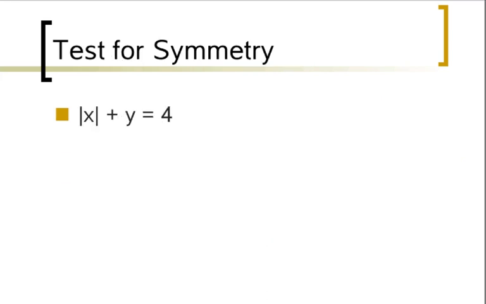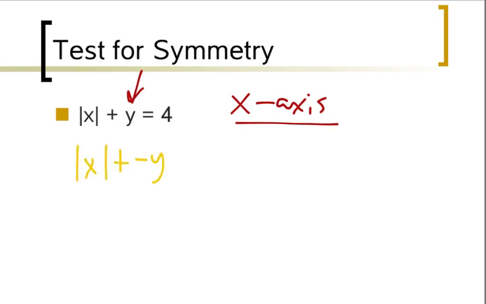Okay. So let's test for symmetry on this problem. So to test for the x-axis, I plug in a negative y, so x-axis check. So this is absolute value of x plus negative y equals 4. So the question is, did I change the formula? Yes, I changed the formula because that doesn't cancel out. So it is not symmetric to the x-axis. So I put no. Okay.